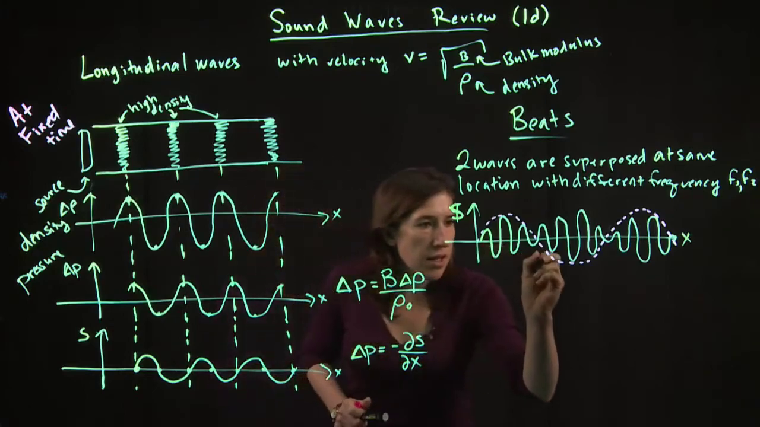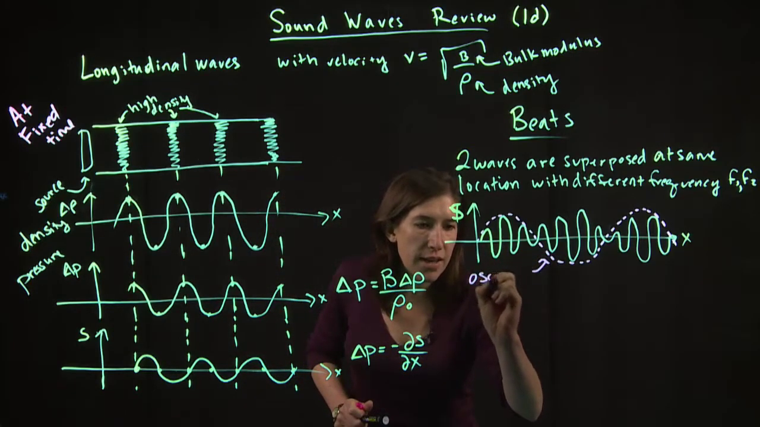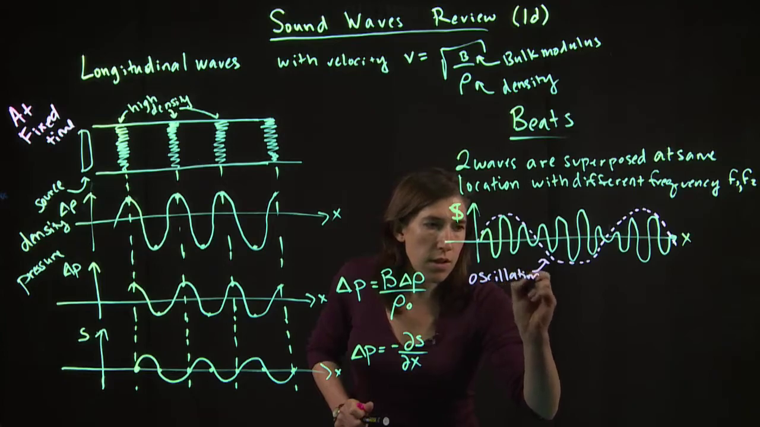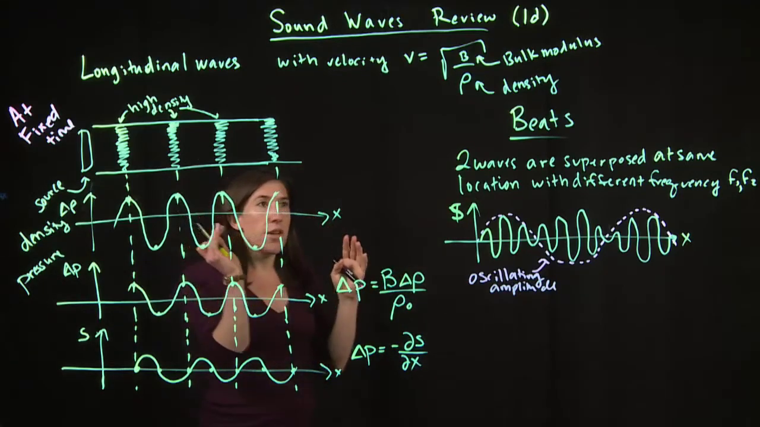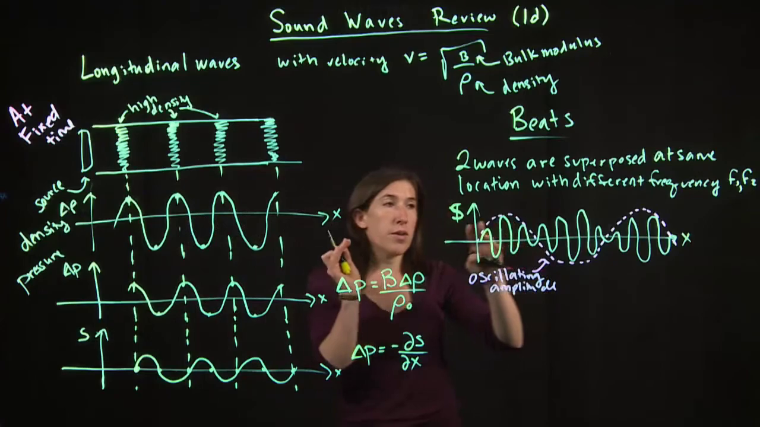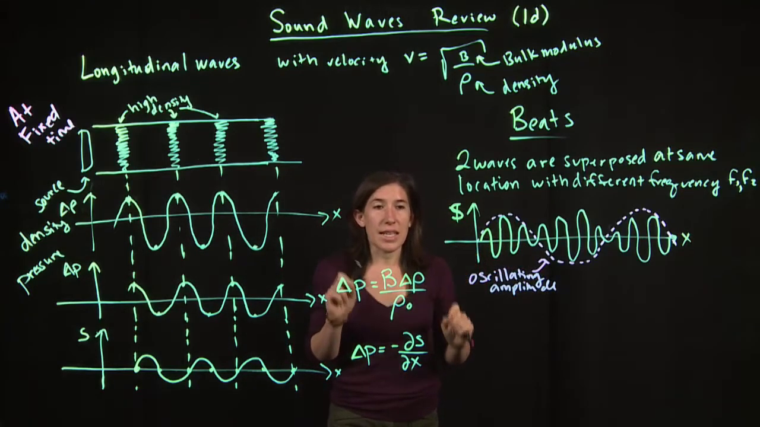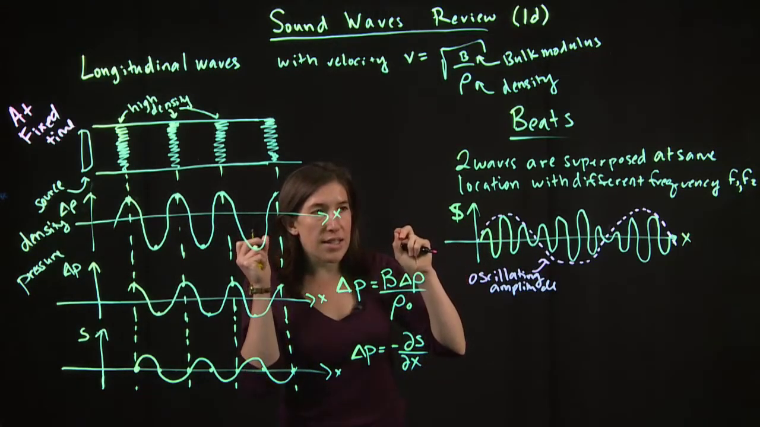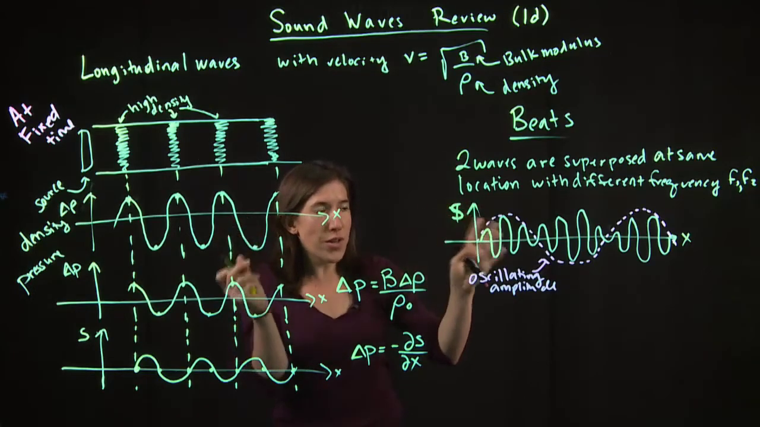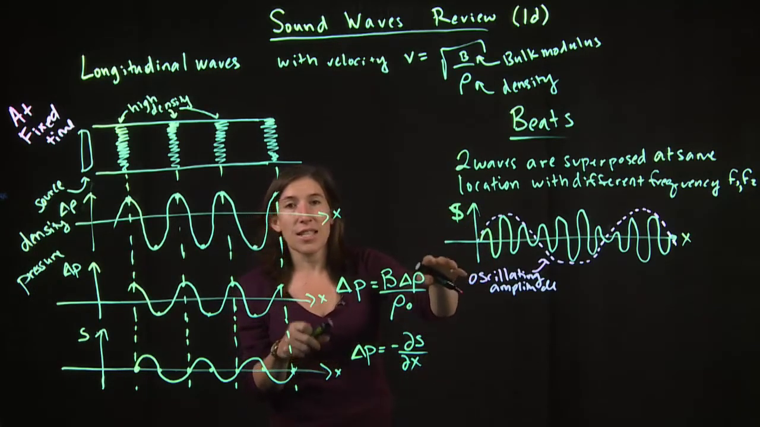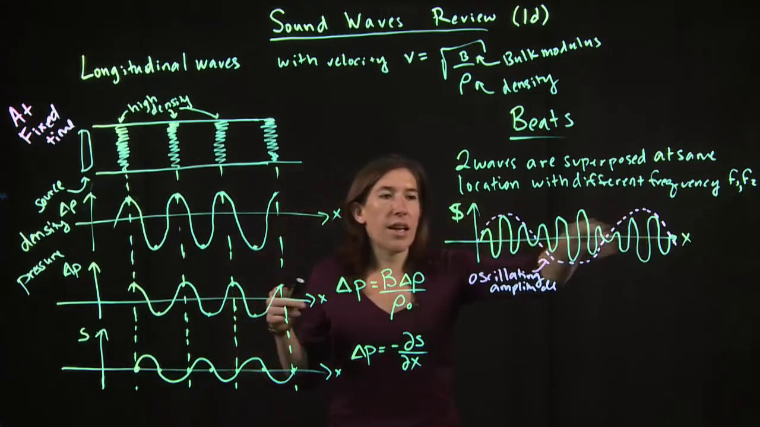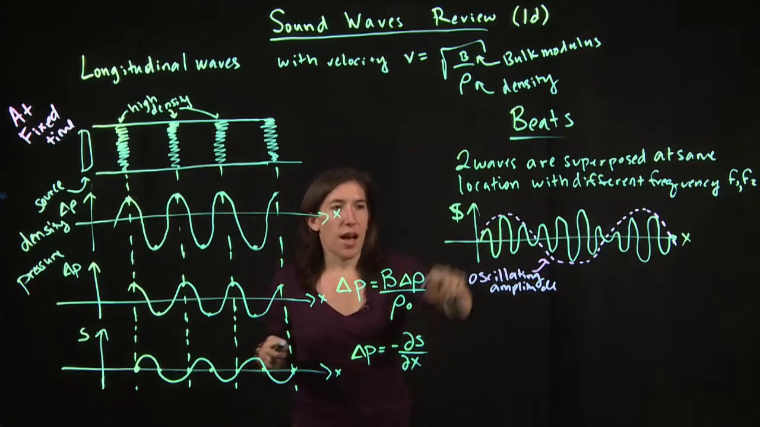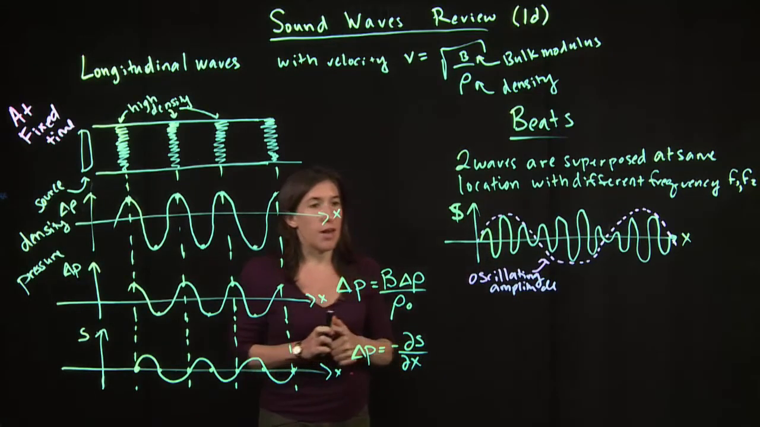So you have an oscillating amplitude. What this really means is when you're listening to two superposed waves that have slightly different frequencies, you're going to hear sort of a wah, wah, wah noise. That's because the amplitude is related to the loudness of the sound. You're really hearing this oscillating amplitude of your sound wave.